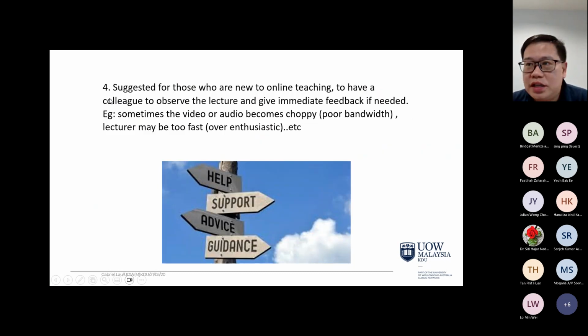Number 4, suggested for those who are new to online teaching. Now, this is something I put in, which Gagne's one is not there, because Gagne's one is generally on delivery, whereas this is on online delivery. I would suggest for those of you who are new to have a colleague observe the lecture and give immediate feedback. It is okay to invite one of your colleagues or friends to sit in with the lesson, because the person will then be the sounding board.